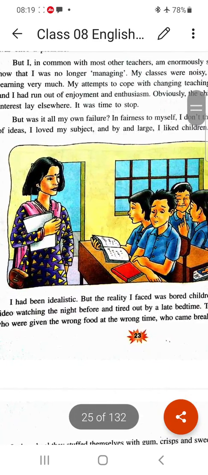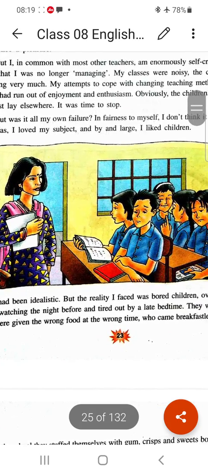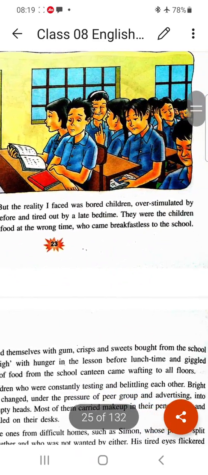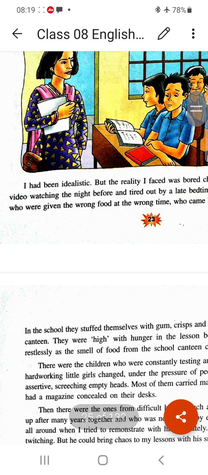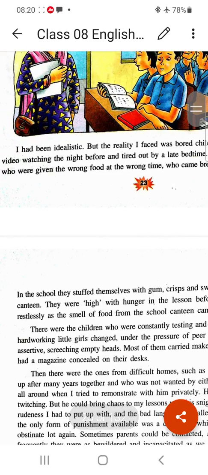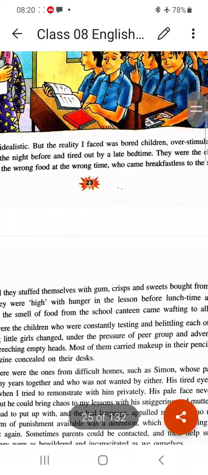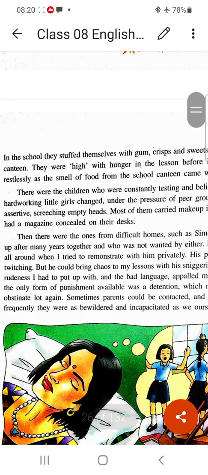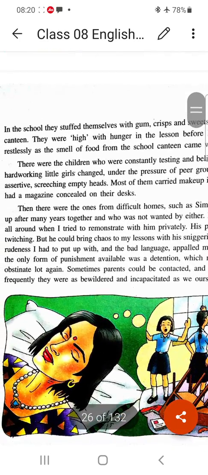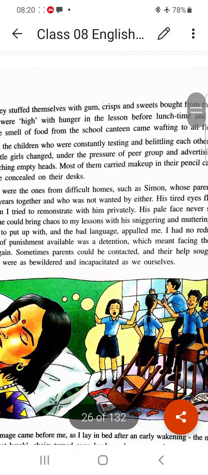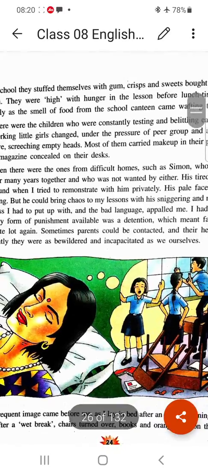I had plenty of ideas. I loved my subject, and by and large, I liked children. I had been idealistic, but the reality I faced was bored children, overstimulated by video watching the night before and tired out by a late bedtime. There were the children who were given the wrong food at the wrong time, who came breakfastless to the school. In the school, they stuffed themselves with gum, crisps, and sweets from the school canteen. They were high with hunger in the lesson before lunchtime and giggled restlessly as the smell of food from the school canteen came wafting to all floors.